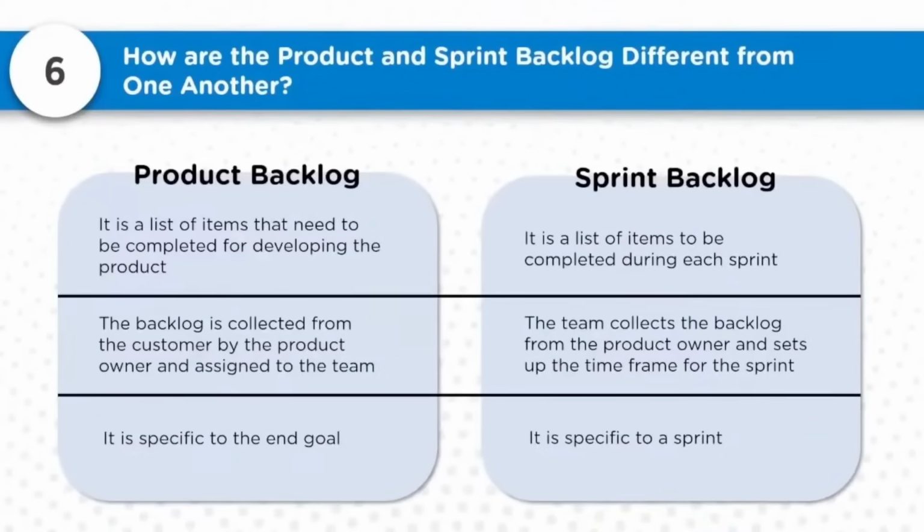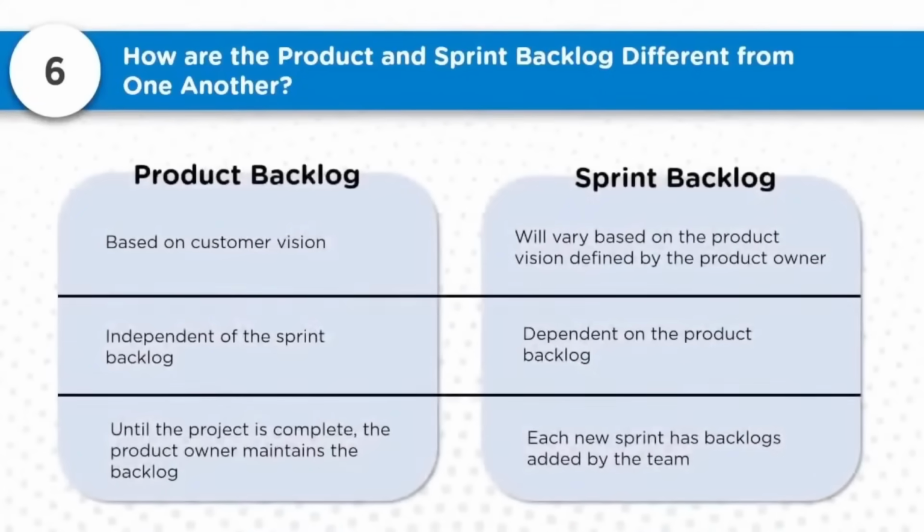When it comes to the product backlog, the backlog is collected from the customer by the product owner and assigned to the team. Whereas in the sprint backlog, the team collects the backlog from the product owner and sets up the time frame for the sprint. The product backlog is specific to the end goal, the ultimate objective, whereas the sprint backlog is specific to that iteration called a sprint in Scrum. What are we going to produce as part of it?